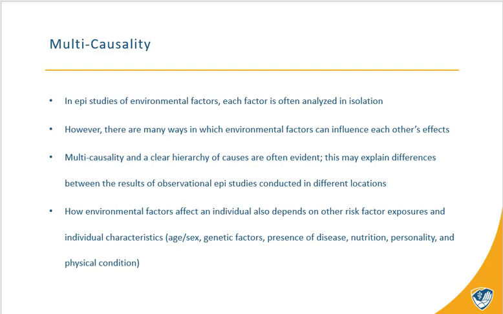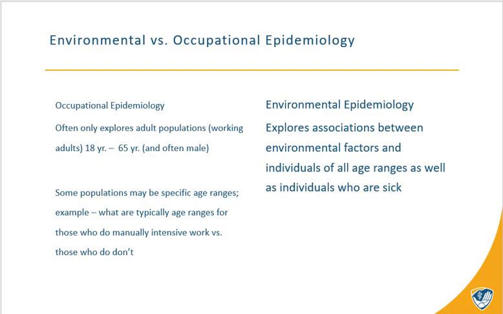How environmental factors affect an individual also depends on other risk factor exposures and individual characteristics, these being age and sex, genetic factors, presence of disease, nutrition, personality, and physical condition. Occupational epidemiology is usually concerned with an adult population that is young or middle-aged and often predominantly male. In occupational epidemiology, most exposed persons are relatively healthy, at least when they have started to begin work.